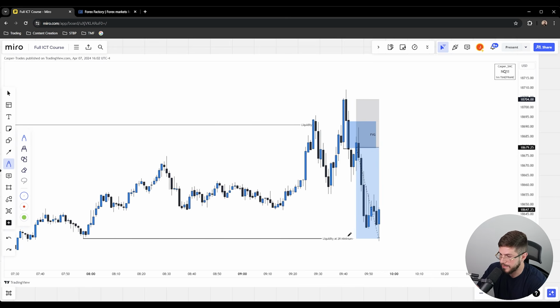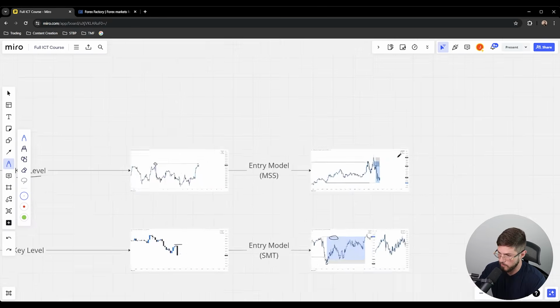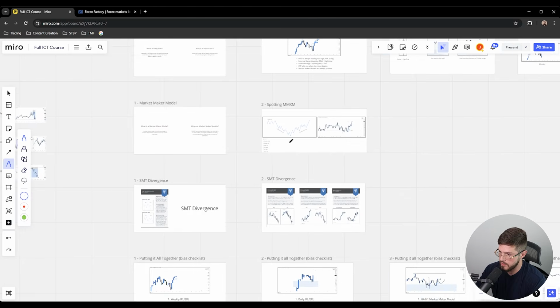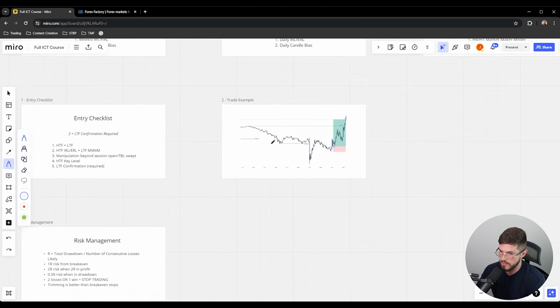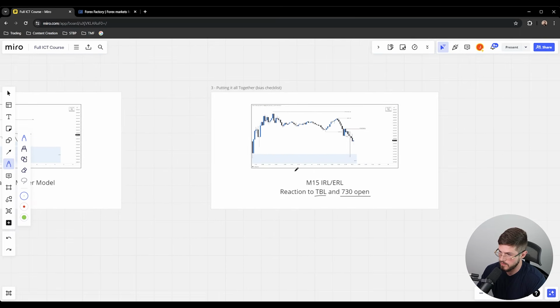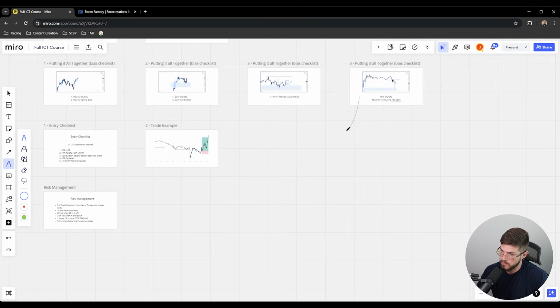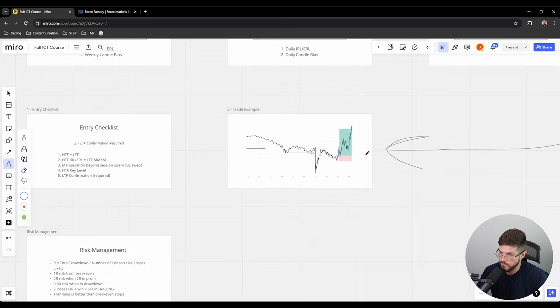Now, you always want to target at least 2R, but we're going to be able to get much further if we're pairing everything I've taught you in this course together. For example, in the price example that we just talked about, this is the 15-minute chart, and down here is the 1-minute view.